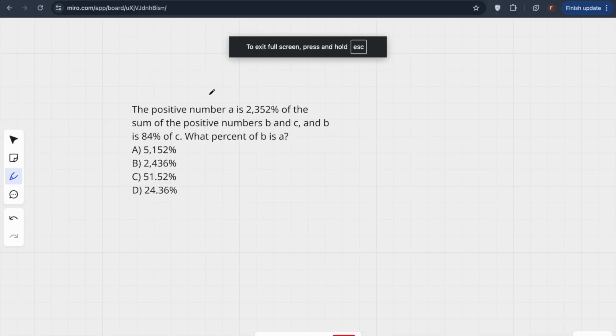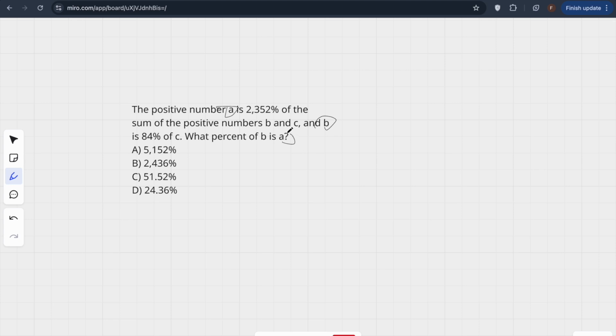Then let's look at another problem. The positive number a is 2352% of the sum of positive numbers b and c, and b is 84% of c. What percentage of b is a? So in the first part of our fraction we would have a, then we would have b, and then we would have a, because what percentage of A is B? What percentage of B is A? Sorry, that is what we need to find.